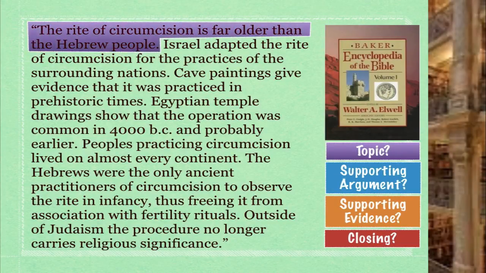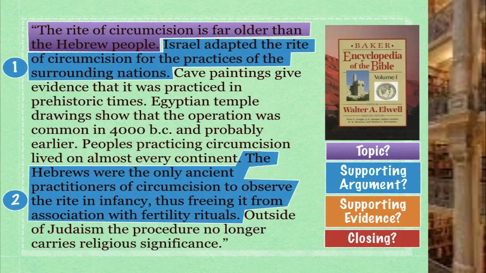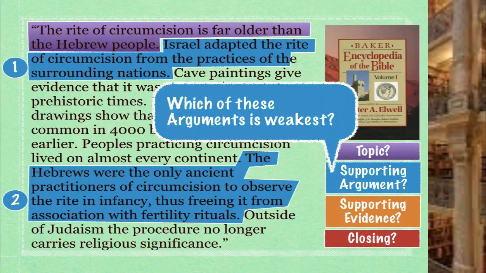So here's our topic. The rite of circumcision is far older than the Hebrew people. And there are two sentences that are used as supporting argument. One, Israel adapted the rite of circumcision from the practice of the surrounding nations. And two, the Hebrews were the only ancient practitioners of circumcision to observe the rite in infancy, thus freeing it from the association with fertility rituals. So now here's the question for you to examine and respond to. Which of these arguments is the weakest and why? What would be your reasons for saying one of these two is the weaker of the arguments?